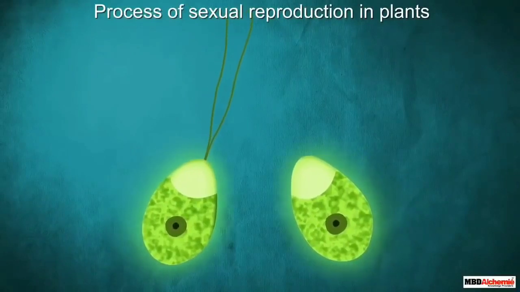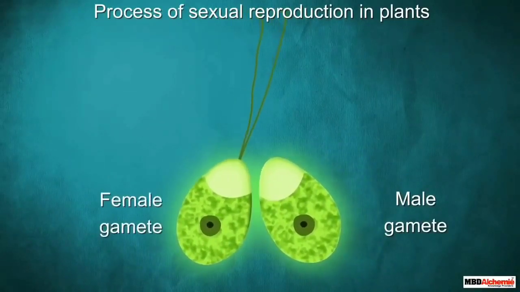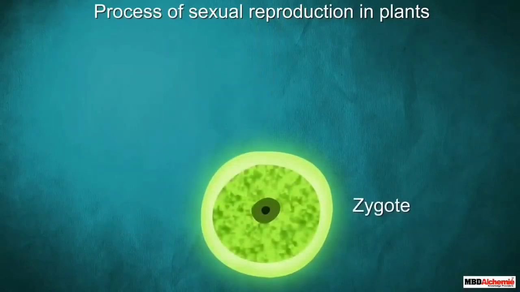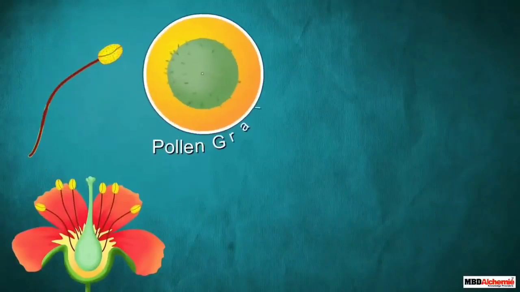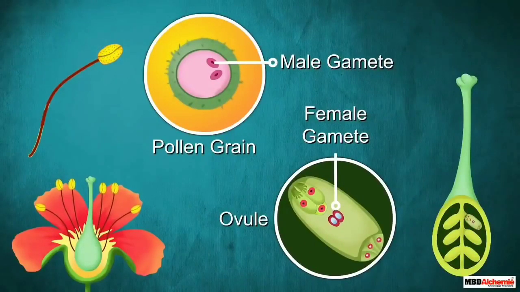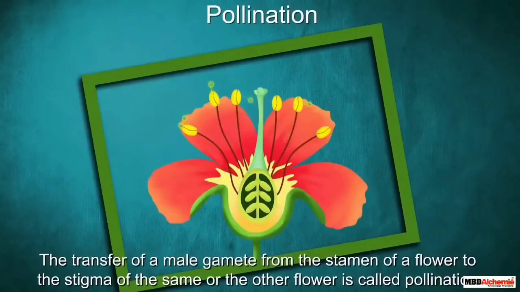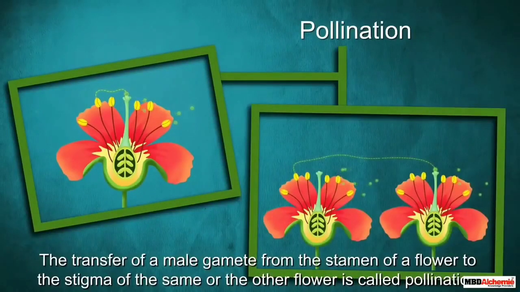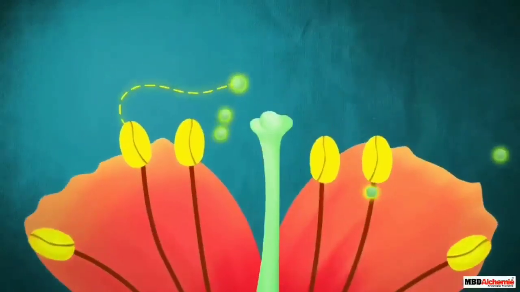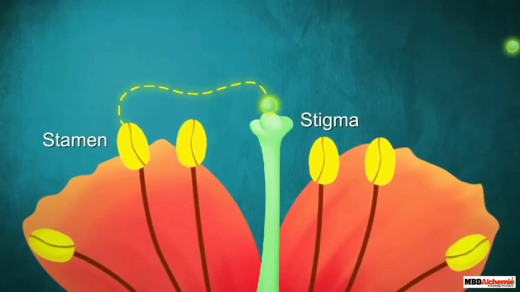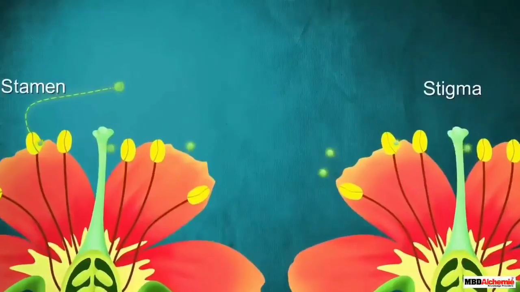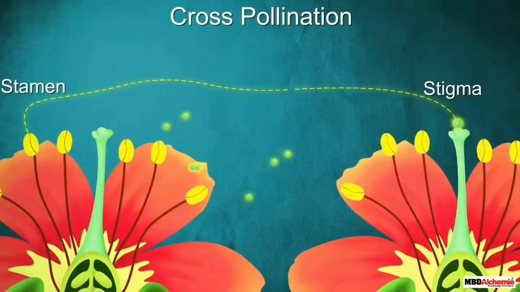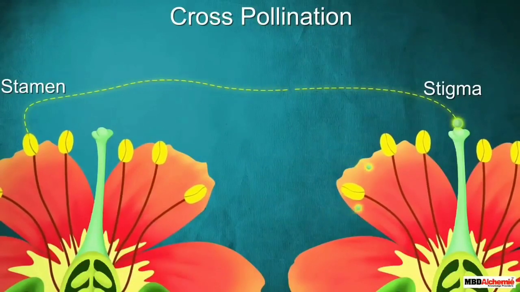The process of fertilization in plants is when the male gamete fuses with the female gamete and the zygote is formed. So this is what you will study. Pollen grains have the male gamete and the ovule contains the female gamete. The transfer of male gamete from the stamen of a flower to the stigma of the same or another flower is called pollination. In pollination, you have studied 2 types, self-pollination and cross-pollination. Self-pollination is done between the stamen and stigma of the same flower, and cross-pollination occurs between different flowers, where the pollen goes to a different stigma.